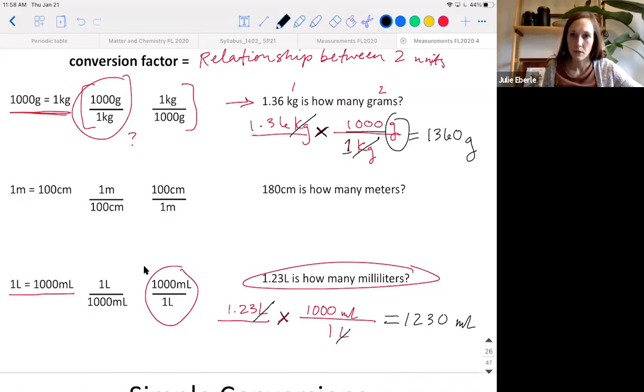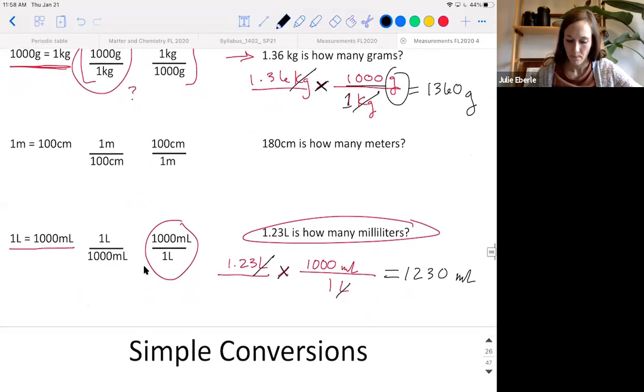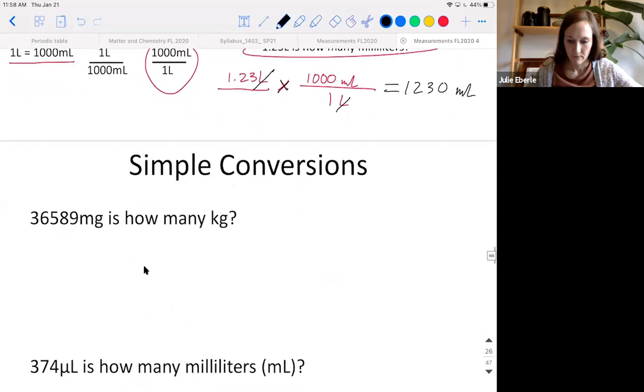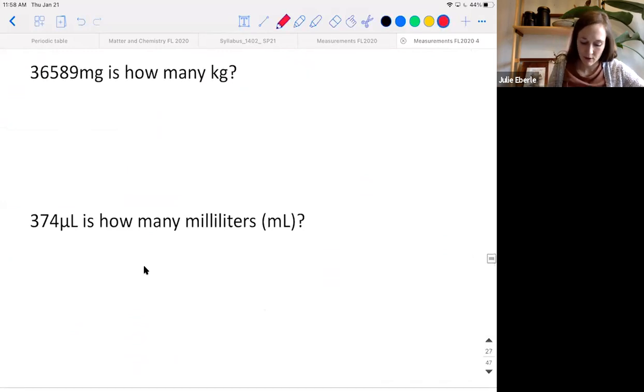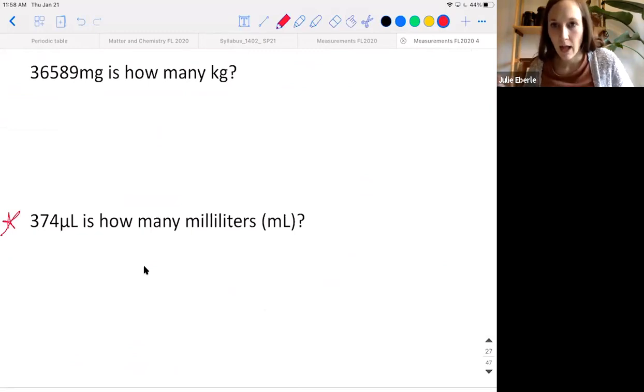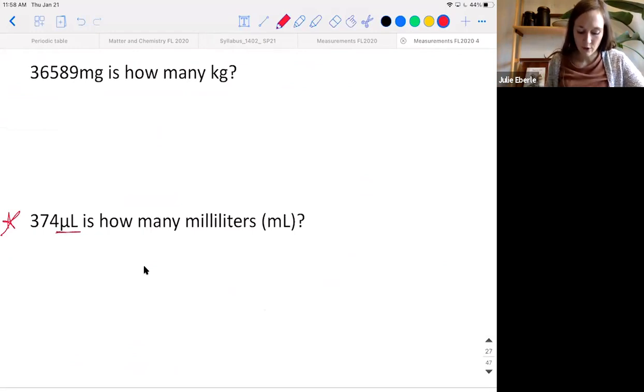Questions on any of that? These are what I call simple conversions because they're one-step conversions. We have a couple of minutes left. I would like for everyone to do this problem right here, and then if we have time, we'll do one that I have a poll question for. I want you to try this on your own. 374 UL. We want to know how many milliliters, so we want to convert from UL to ML.